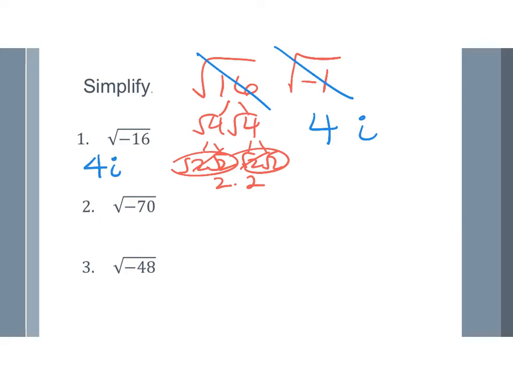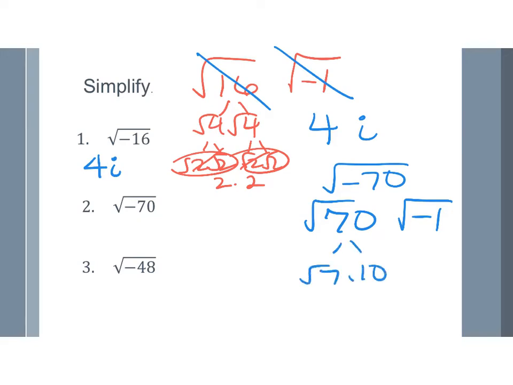Let's try the 70. So again, you're going to break the 70 apart into 70 times -1. And then from there, I would try to factor the 70. 70 is just going to be 7 times 10. And even if I break the 10 down, I get 2 and 5. Notice there's no pairs here. So I can't break the 70 down. So the only thing here that I can square root is the -1. So this would become i square root of 70. You can't break the 70 down.